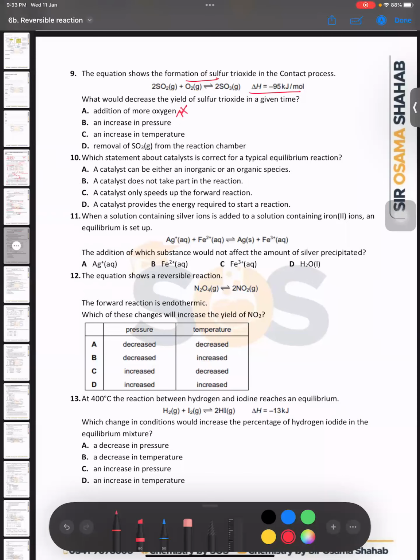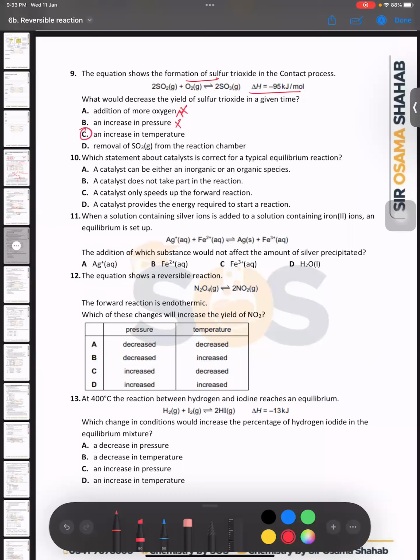Then increase in pressure, we know that increase in pressure shifts the equilibrium towards the right hand side because of the lesser number of moles. So this cannot be the right answer. The right answer is temperature, because we know that this is an exothermic reaction, and exothermic reaction is favored by low temperature. So if you increase the temperature, it will shift backward, right? So the right answer will be C.